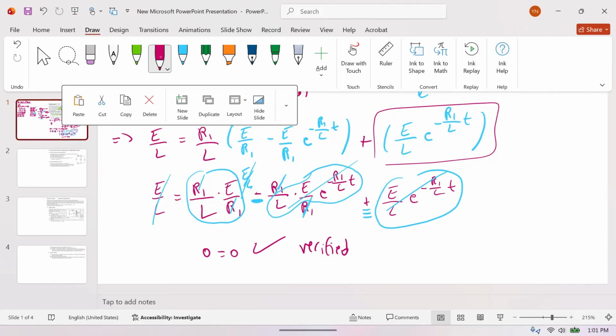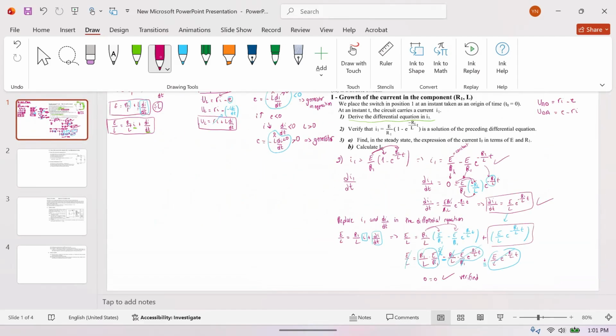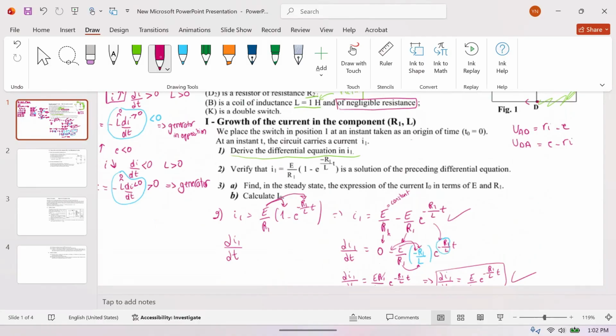Okay, now 3. Find in the steady state. The word steady state, it's a key word here. Steady state, that means I'm in my constant phase, nothing is changing, or the current specifically, it's not changing. So what does the word constant mean? When I say constant, that means I have a specific number. And this specific number, every time I find its derivative, it should be 0. So everything concerning di1 over dt should be removed.